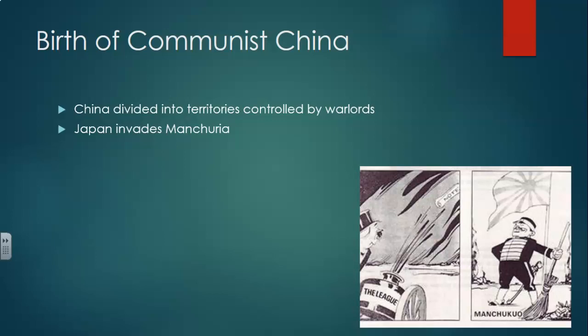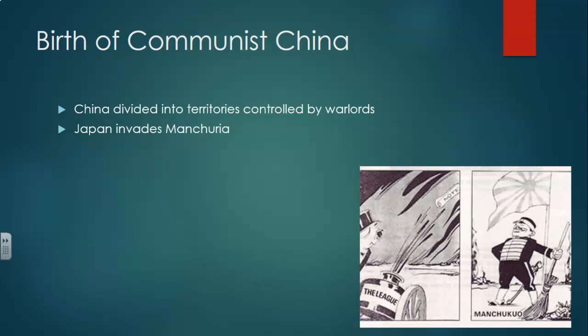Now remember, after World War I, the world's countries really come together and form the League of Nations. The League of Nations was supposed to stop anything like this from happening. However, when Japan invaded Manchuria, the League of Nations pretty much just sat back and did nothing. Japan took this as a way of saying we can invade however we want and nothing will stop us. The Chinese took this very offensively and did not like this.